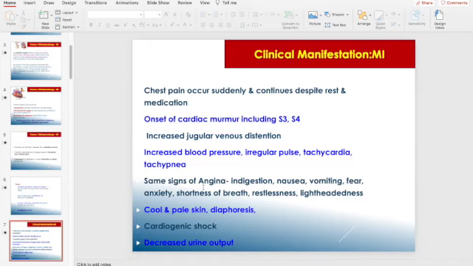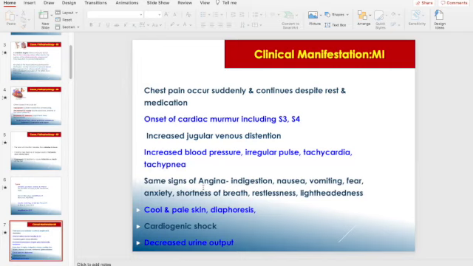And also all of these may be because myocardial infarction could lead to dysrhythmia, and dysrhythmia could cause an irregular pulse or tachycardia. Sometimes myocardial infarction could lead to heart failure, and the patient will develop increased blood pressure, or blood pressure could be increased because of anxiety. Because of the heart failure, the patient may also have jugular vein distension.